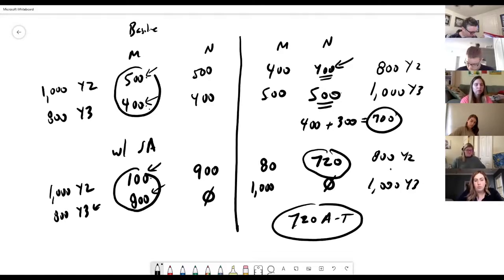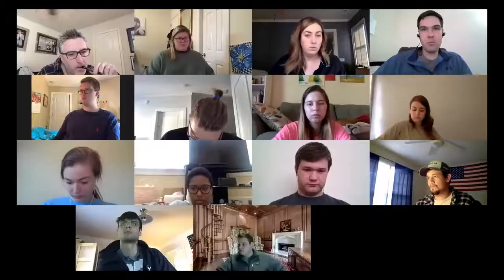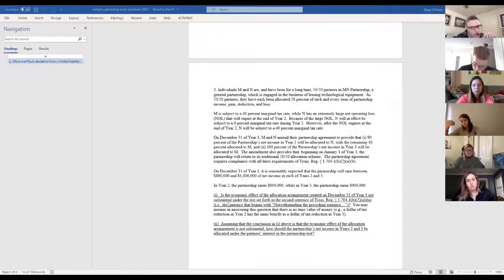So M can't lose and N can't lose. Nobody can lose. That means that the overall tax effects test is violated and these allocations are insubstantial. Okay, so that's the answer to part 1, little i. Is the economic effect not substantial? Yeah, it's not substantial. And the reason is neither M nor N can lose.